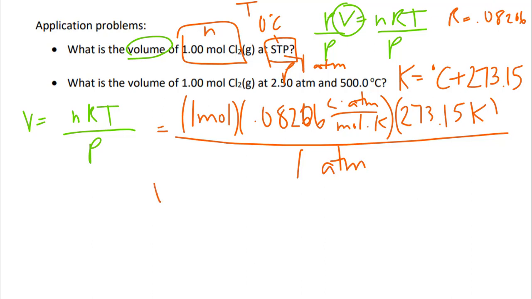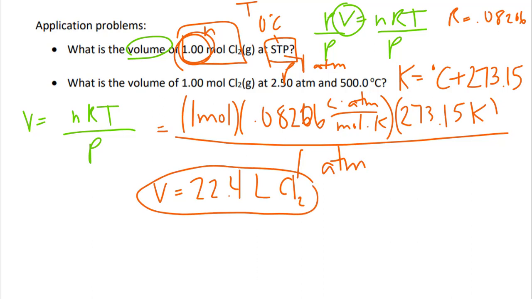you'll notice that with 3 sig figs, volume would be 22.4 liters of Cl2. And that number should look familiar, because we just talked about in the last lecture that 1 mole of any gas at standard temperature and pressure takes up a volume of 22.4 liters. So hopefully that helps you see that this all works out.